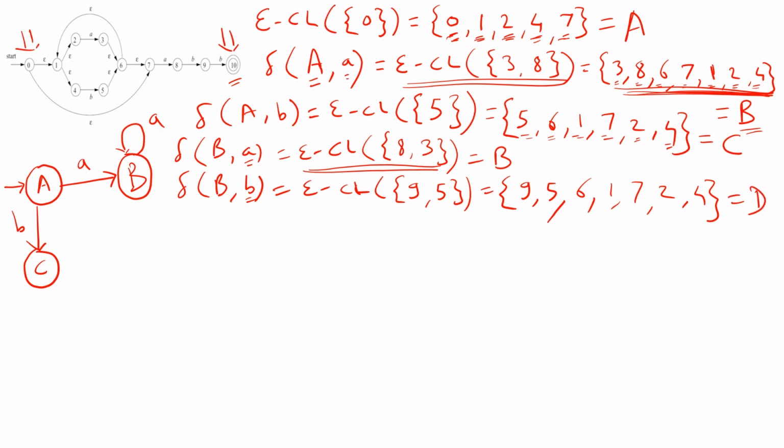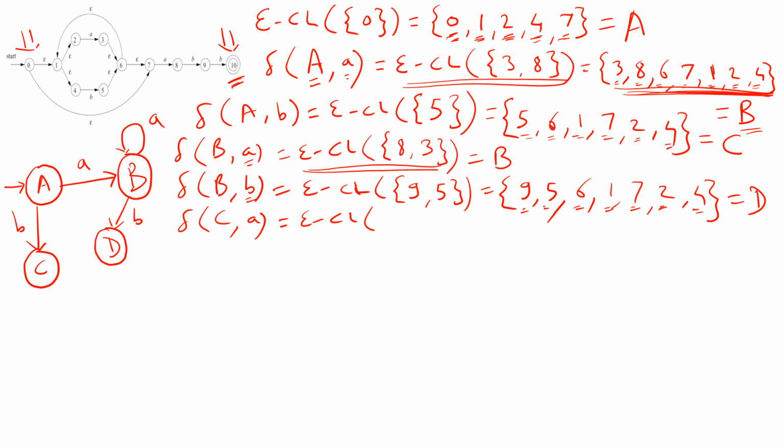This state is D. This means that on input symbol B, state capital B, you go to state D. State D is also not a final state because state D does not have 10. And 10 is the final state of our NFA.